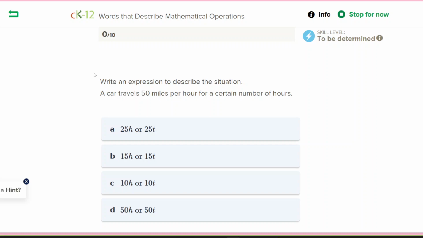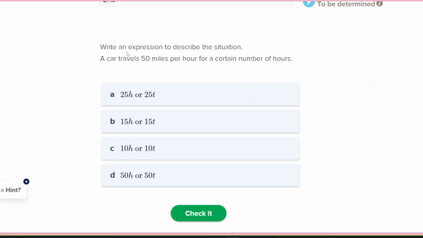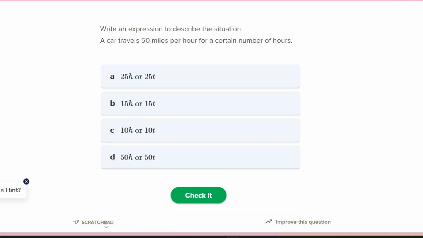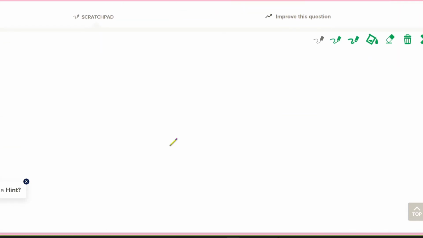All right. And I would highly recommend that whenever I start a new exercise or a new example, pause the video and try to see if you can work it out yourself first, before you watch me do it. Okay. So in this first example, we're asked to write an expression to describe the situation. A car travels 50 miles per hour for a certain number of hours. And that's it. All right, so I'll pull up the scratch pad here, do some writing.